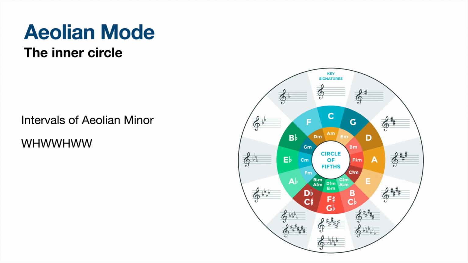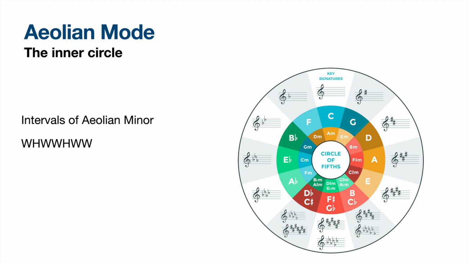Aeolian is the inner circle on your circle of fifths. And if you notice, they are not the same letter. I'm going to show you in this video how to turn a C major into a C minor by changing the key signature. All right. And you might be able to do this intuitively just by looking at the circle. So if I look at C on here and then I want to find C minor, I go over to C minor here.